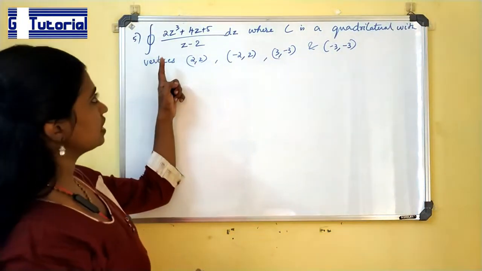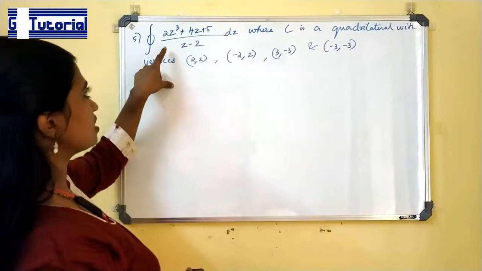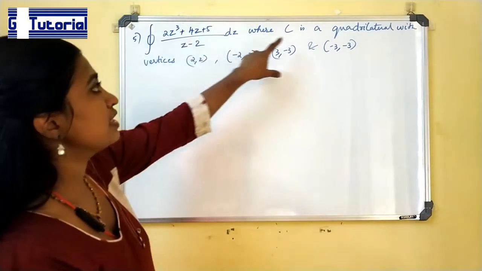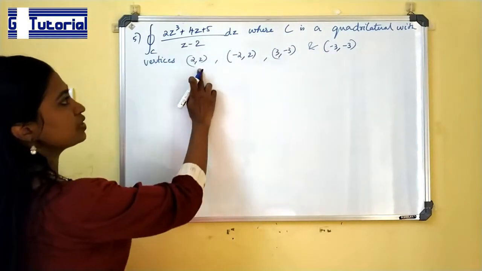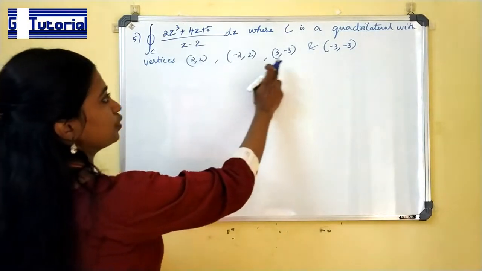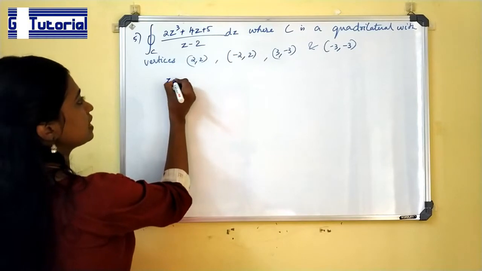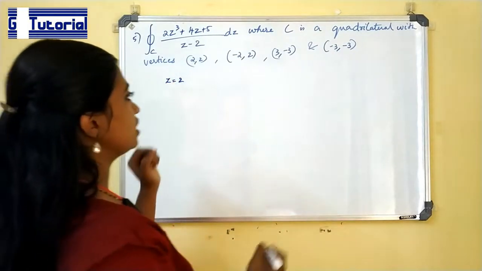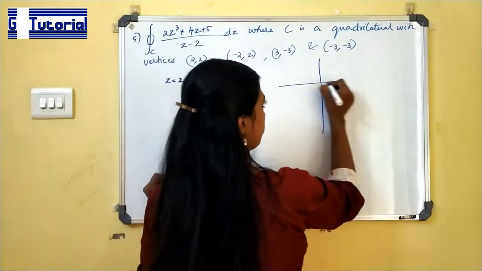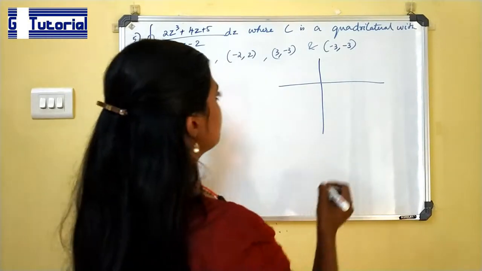This is the next question. Here we are asked to evaluate this integral where C is a quadrilateral with vertices (2, 2), (-2, 2), (3, -3), (-3, -3). Our pole is equal to 2. And the region of integration is a quadrilateral. We have to go to quadrilateral 2, 2.